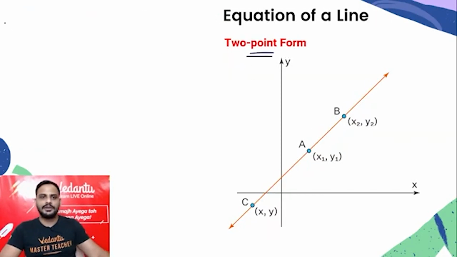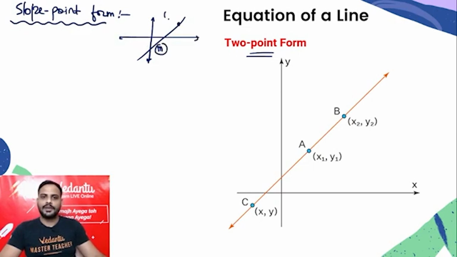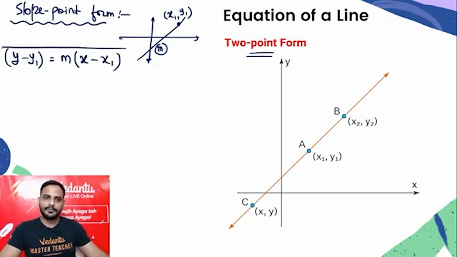so before the 2-point form, first remember the slope point form. Suppose I give you the x-axis and y-axis, this is the line given over here, and I give you the slope of this line, m, and any one point present on this line, (x1, y1). I'm not giving you the y-intercept this time. Then the equation of this line will be y minus y1 is equal to m times (x minus x1). This is the slope point form.